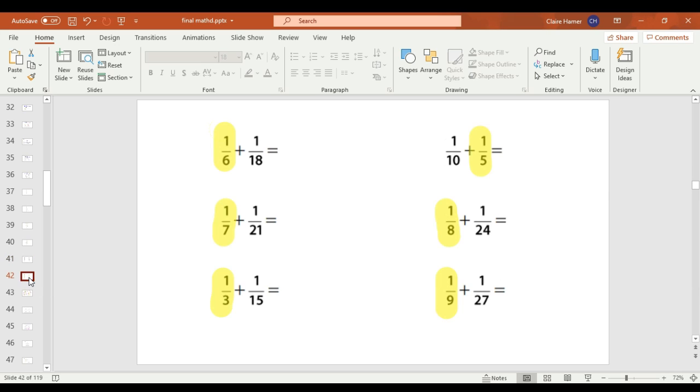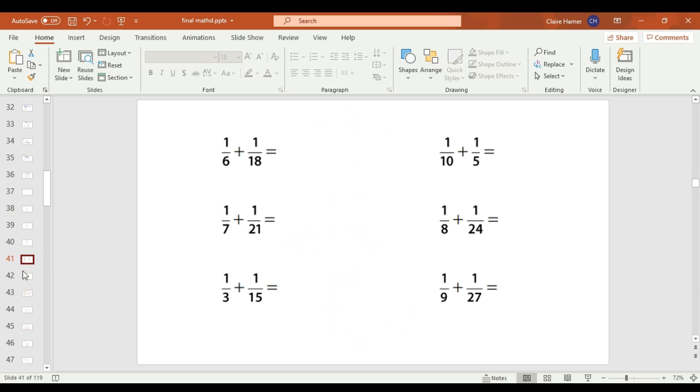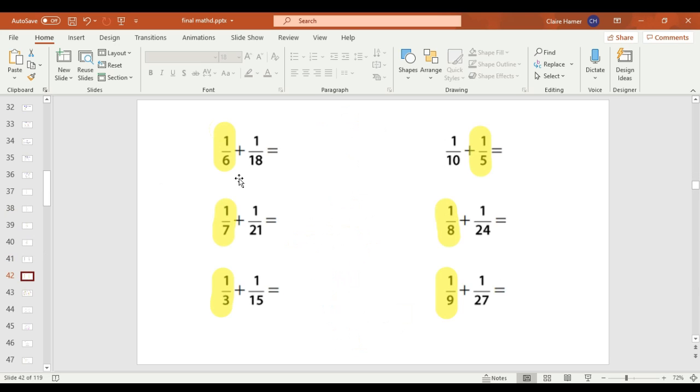So I've highlighted the fractions that need to be changed before you can get to the answer. So 18 is a multiple of 6, 21 is a multiple of 7, and so on. So same process as before, you need to do your loops like this, set out workings clearly, and then once you've got the common denominator, only add the numerators together, keep the denominator the same. Have a go. Pause the video.